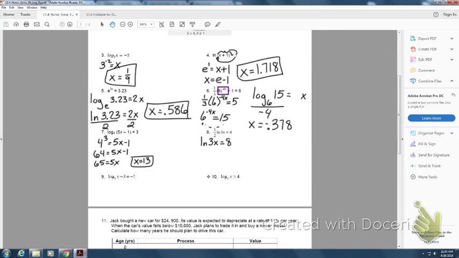If it is natural log, what is my base? E. So I'll have e to the power of what? 8, equals. And then how do I get x by itself?